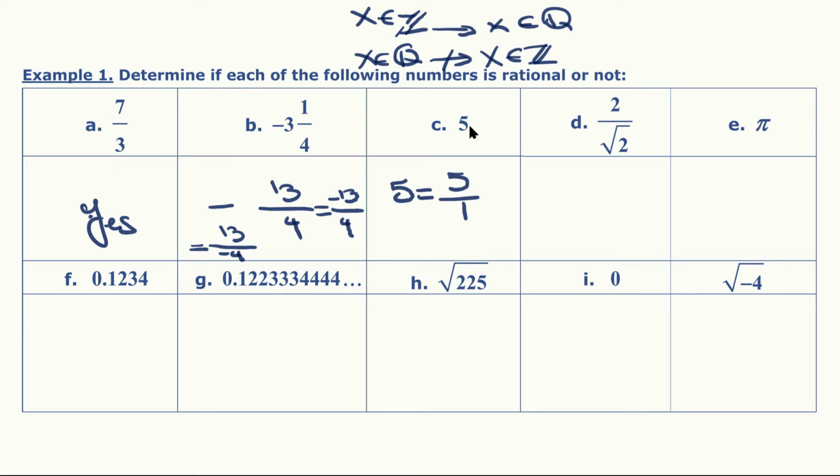So it's not a biconditional. We don't put a double arrow here, right? We only put a one-way arrow. This implies that, but this does not imply this one, right? So therefore, we can say that every integer is also a rational number.